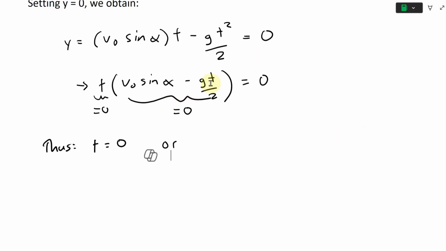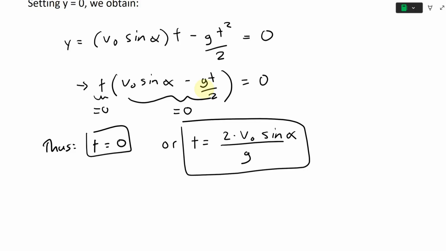or if this is equal to 0, then these two are equal to each other. Move it over to the other side so they're equal to each other. So what we get is t is equal to v naught sine alpha, and then move the 2 to the other side, so 2 times that, divided by g. All right, so I'm going to box these in, and those are the answers for t. Now we just plug that into our x value, and we'll find the maximum.